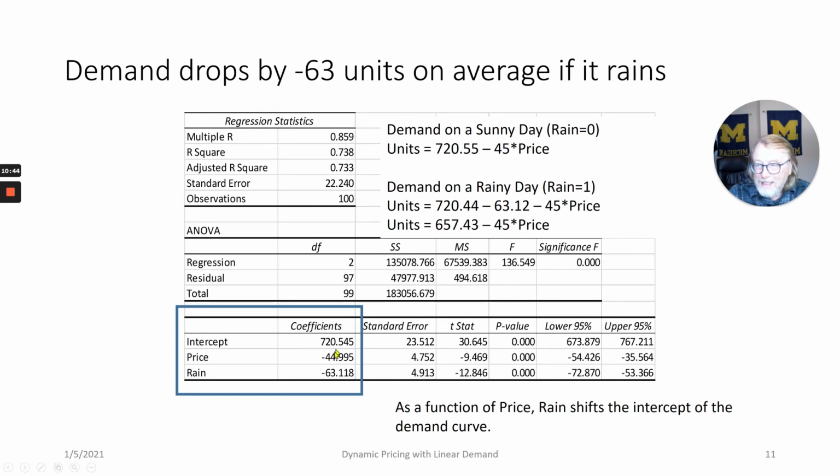The y-intercept is 720, minus 45 times price, minus 63 times rain. So if it's a sunny day, rain is equal to 0, and you have one linear regression: 720 minus 45 times price. If it's a rainy day, then you're picking up the 1 here on the minus 63. And so your y-intercept becomes 657, and then it's also minus 45 times price. Okay? And so in this very simple regression model, whether it rains or not, you're just shifting your demand function up and down. It's higher for sunny days, it's smaller for rainy days.